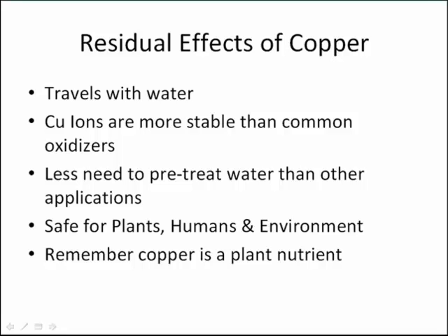There is less need to pre-treat water than other applications. However, pH is quite important. When the pH is above 7.2, you start to lose the effects of the copper ionization. It is best to keep it on the acidic side or below 7.0 for full effects. Copper is a plant nutrient, so therefore it's very safe. It's safe for the humans, it's safe for the environment, and it's safe for the plants.